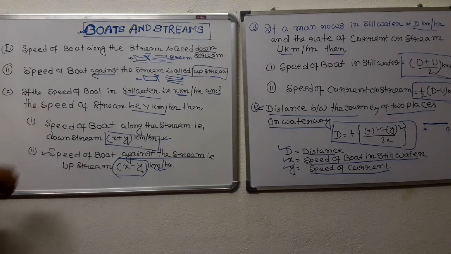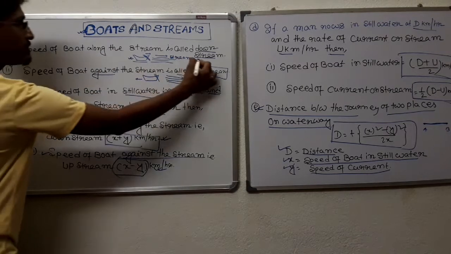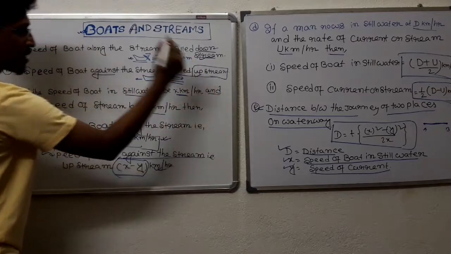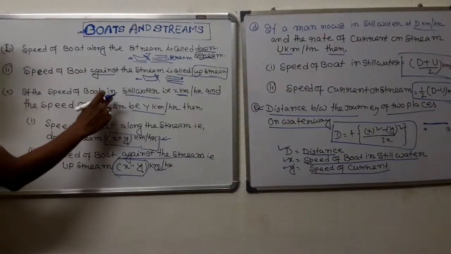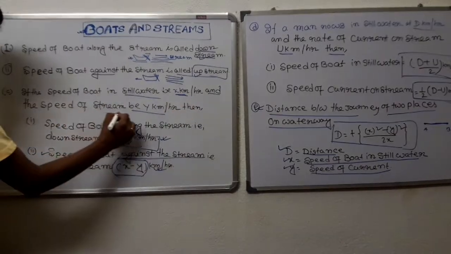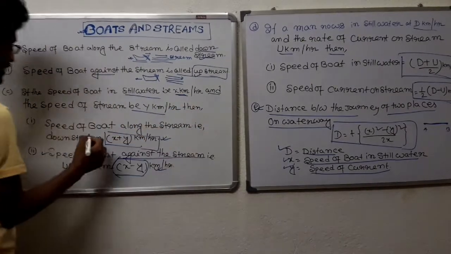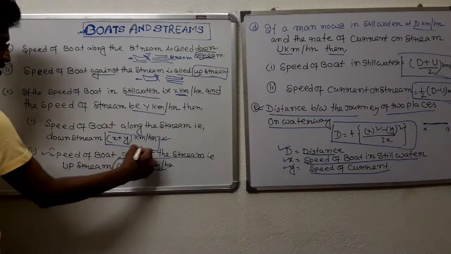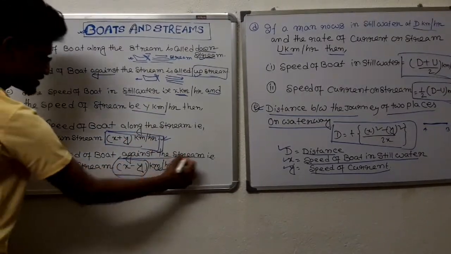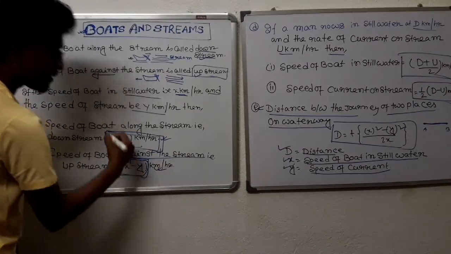So speed of the boat along the stream is called downstream. Speed of the boat against the stream is called upstream. If the speed of the boat in still water is x km per hour and the speed of the stream is y km per hour, then the speed of the boat along the stream is x plus y km per hour, and against the stream it is x minus y km per hour.